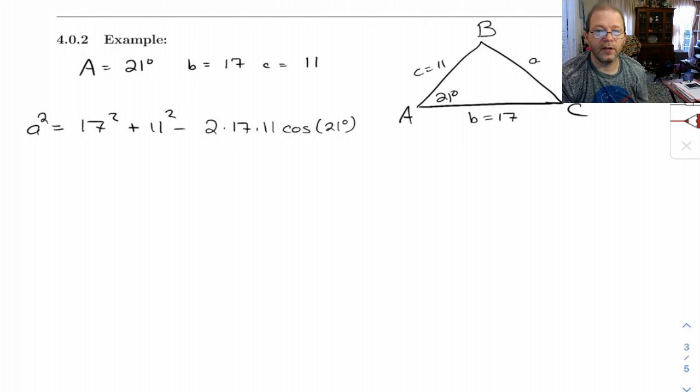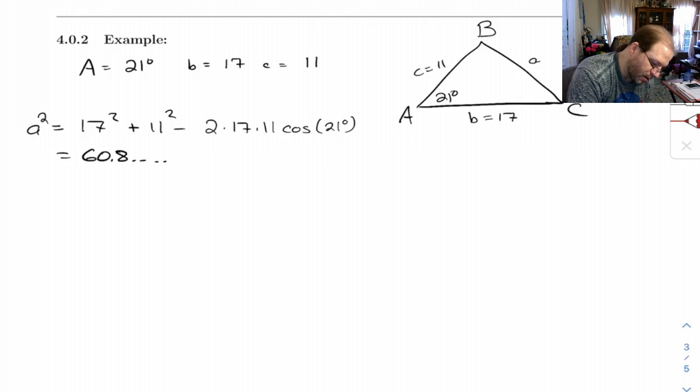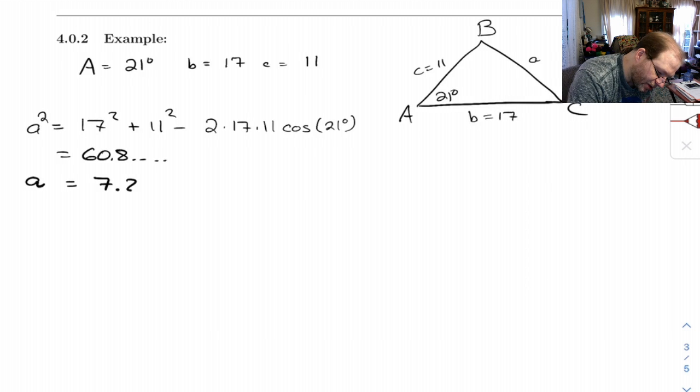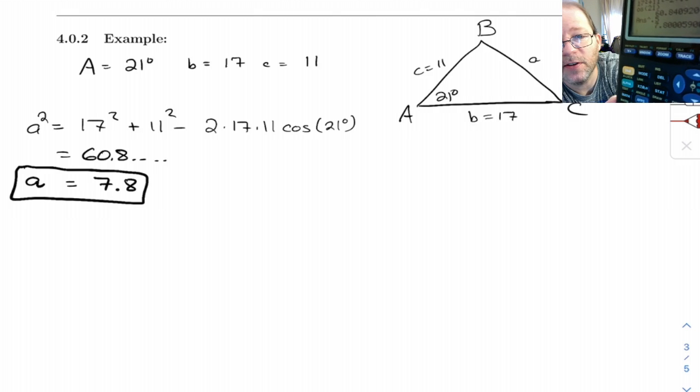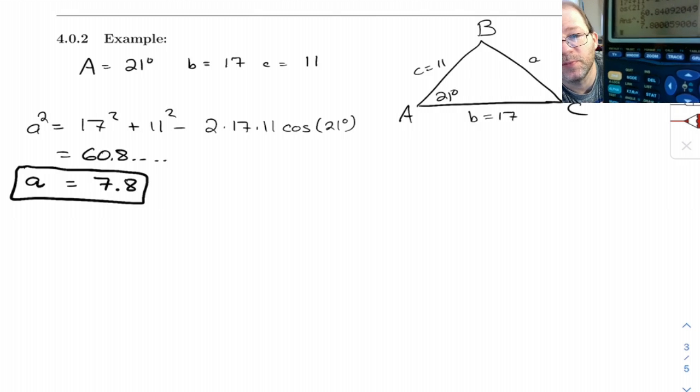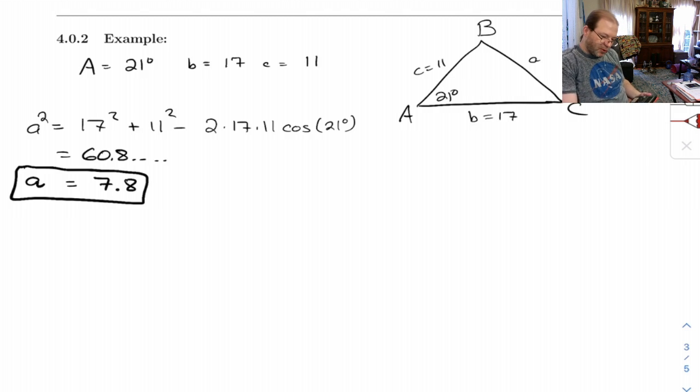All right. There's my cat in the background. Let's see. 17 squared plus 11 squared minus 2 times 11 times 17 cosine 21. All right. That gives me a squared is 60.8 blah, blah, blah. I'm just going to take the square root of that on my calculator. Raised to 0.5. 7.8. Oh, wow, that's, why am I saying wow? It's because the decimal approximation here, 7.8, there's a bunch of zeros after that, so that's pretty accurate. We're not losing much by rounding it to 7.8.